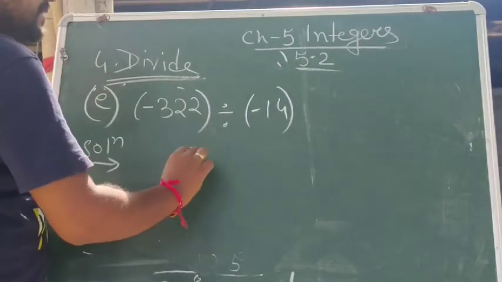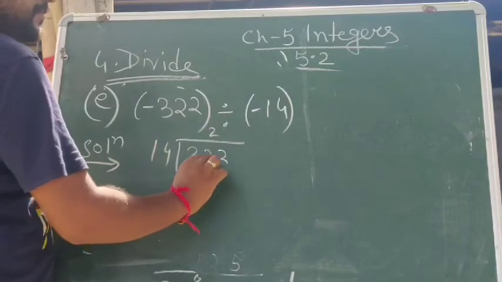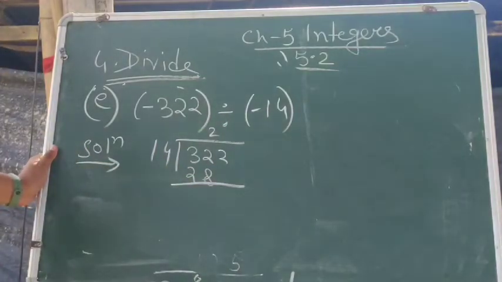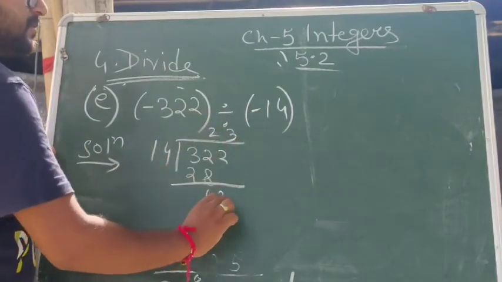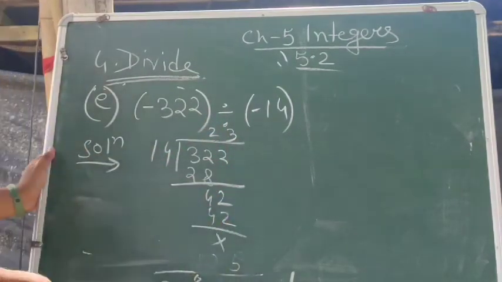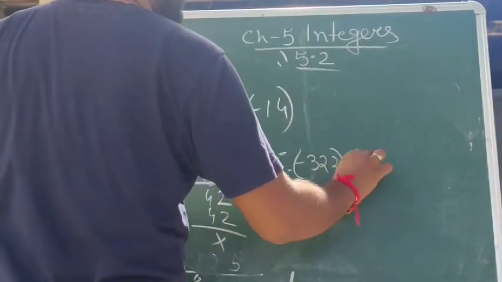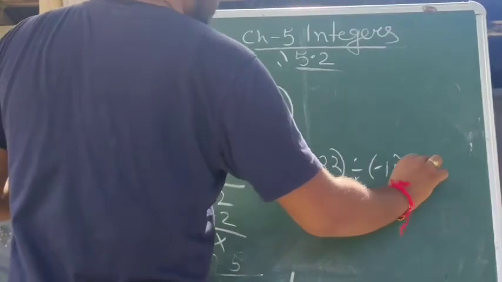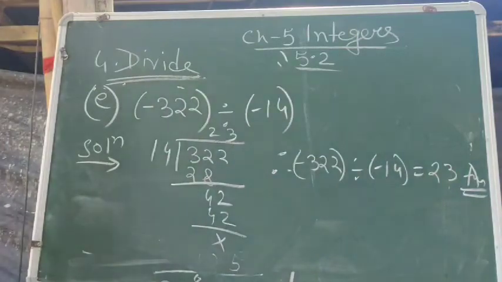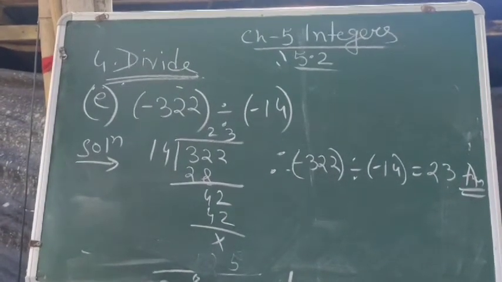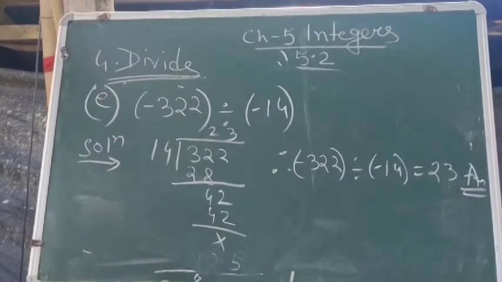So let us divide 322 by 14. 14 2s are 28. How much will you get? 4, 42. Then 14 3s are 42. Yes. So you write minus 322 divided by minus 14, the answer will be only 23. This will be your answer. Clear? So that's all with the division. This is how you have to divide.